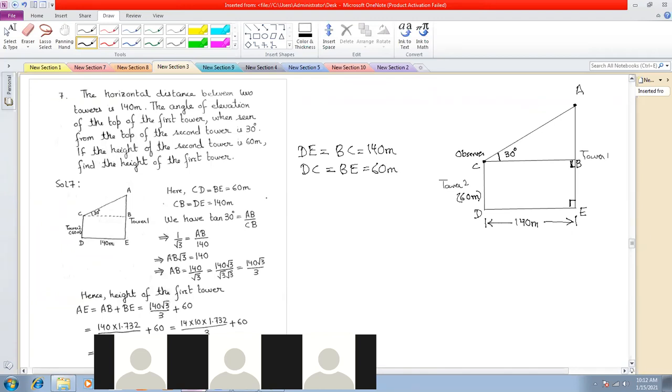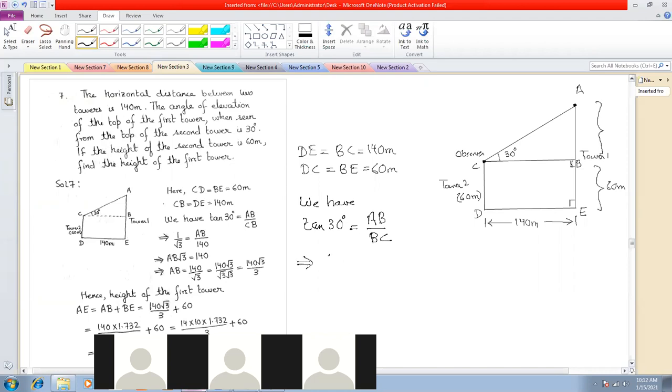Okay. Now, since we need to find out the height of the first tower, you see that you already know this height, right? This is 60 meters. The only thing that you need to determine is this height from B to A. And in order to determine this height, we'll use this right angle triangle. So we use tan in this right angle triangle. So we have tan 30 is equal to AB by BC.